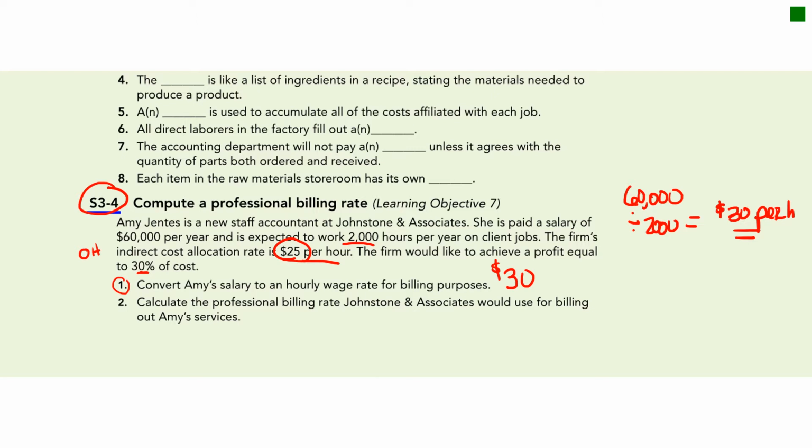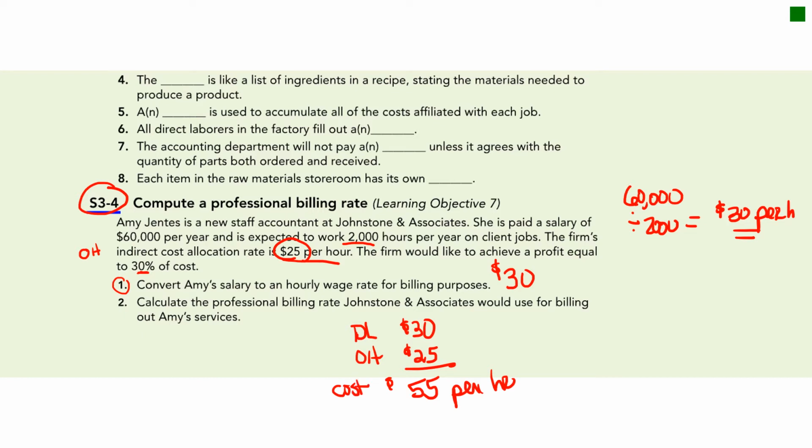Number 2, it says calculate the professional billing rate they would use for billing clients' services. So in this case, it says the firm's indirect allocation rate is $25 per hour, and of course that's what you'd be allocating per hour of work. So if you would take essentially the direct labor per hour, which is $30, and you're going to add in that overhead, which is said to be $25 per hour, that basically means your cost per client is essentially $55 per hour. So that's your cost. That's basically your product cost.